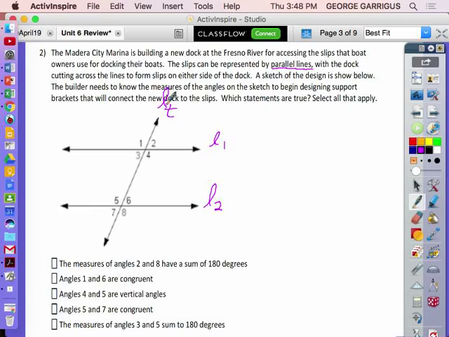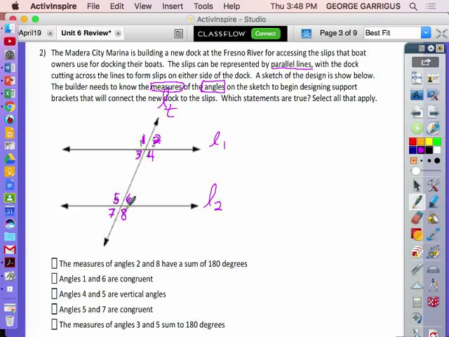The builder needs to know the measures of the angles on the sketch to begin designing support brackets that will connect the new dock to the slips. Which statements are true? Select all that apply. And here the print's a little dark. These are numbered angle 1, angle 2, angle 3, angle 4, angle 5, angle 6, angle 7, and angle 8.